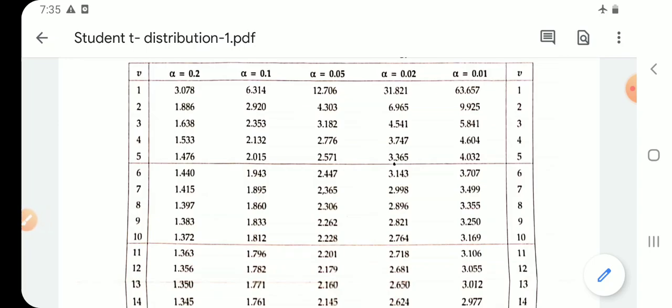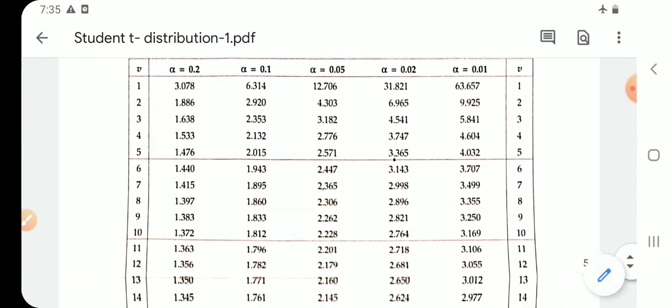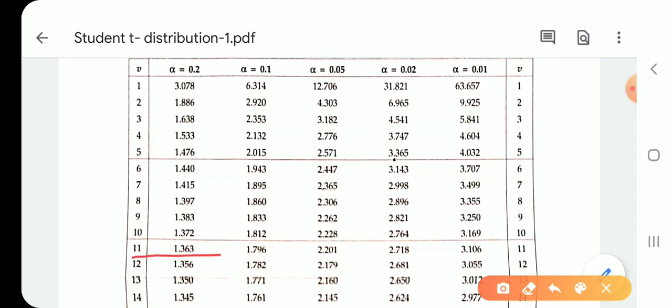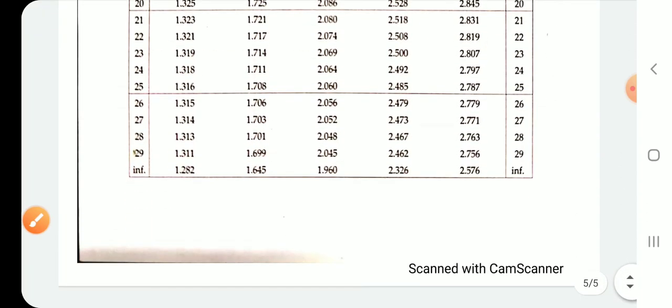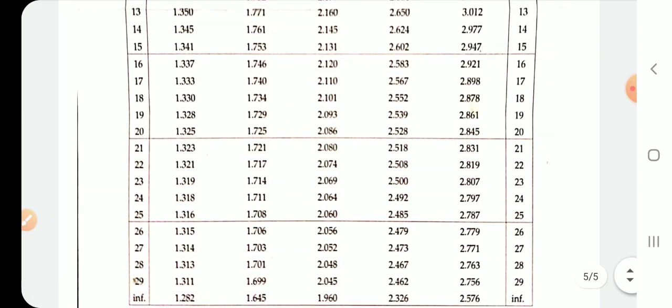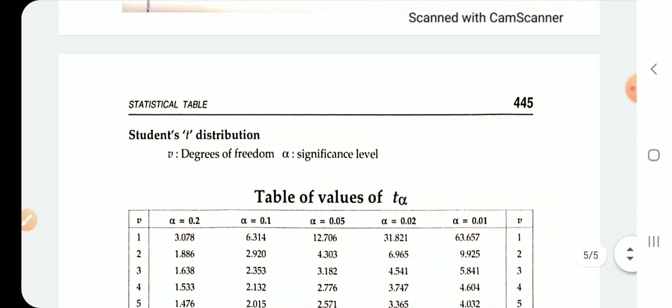Same problem, if they have given at 1% level of significance, that is t of 0.01, then the same thing you can find: 11 degrees of freedom at 1% level of significance. We get the value as 3.106. That is how you can calculate the standard value from the t distribution table for different degrees of freedom.